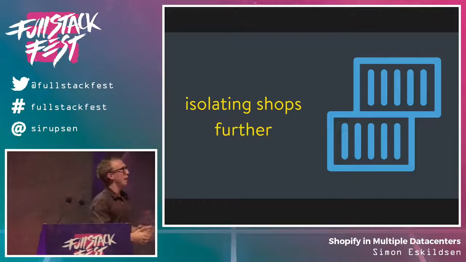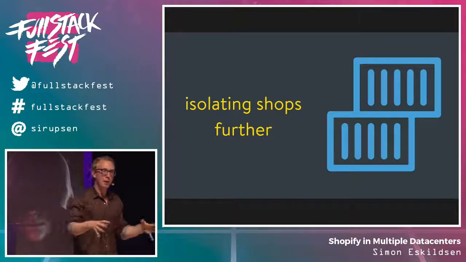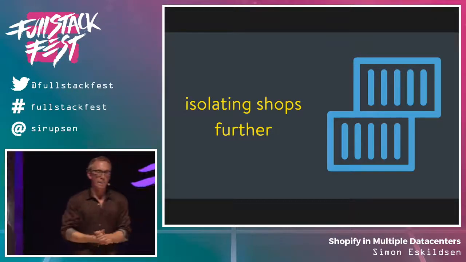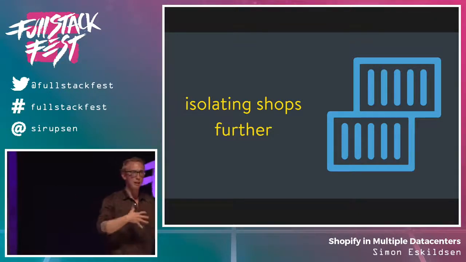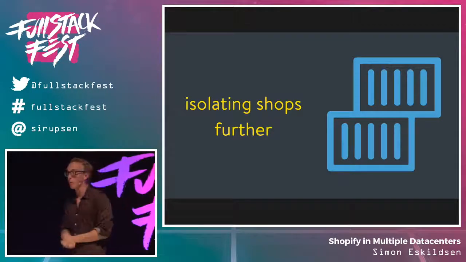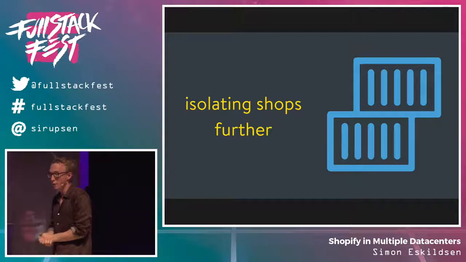Something else I would like to do is isolating the shops further. We still have the blast radius of one store blowing up and propagating into a pod. I would like to put more constraints on single shops so that doesn't happen as much, by looking at past disruptions. But that's really what we've been looking at since 2017.